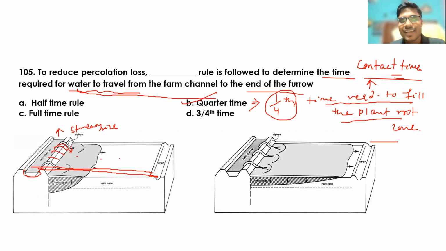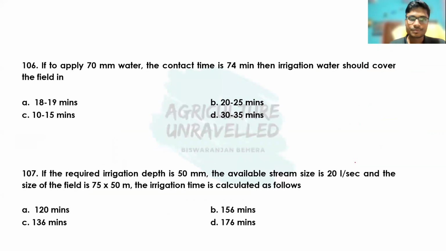Then irrigation water never reaches the end of the furrow, because the irrigation water will be drained out at the starting of the furrow. Okay, so the stream size should be an ideal one, so that it should easily cover the soil surface and it should easily travel from the farm channel to the end of the furrow. So to determine that, we should follow the quarter time. So it means the stream size should be such that it should easily cover the land surface within the stipulated time. So now I will give a small example.